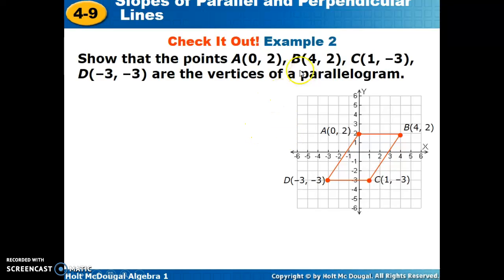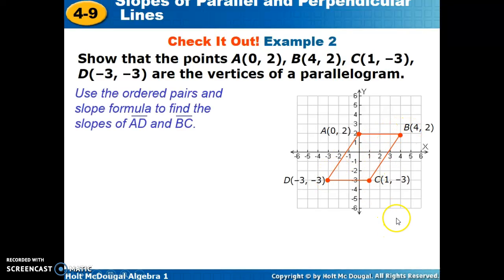We're going to show that this parallelogram is truly a parallelogram. You guys, I can see that I go from 0, 2 to 4, 2. The only thing we need to prove for this problem is that side AD is parallel to BC. So we're going to go ahead and use our slope formula. AD, take the y value, -3 minus 2, and the x value, -3 minus 0. And we conclude that slope to be 5/3.